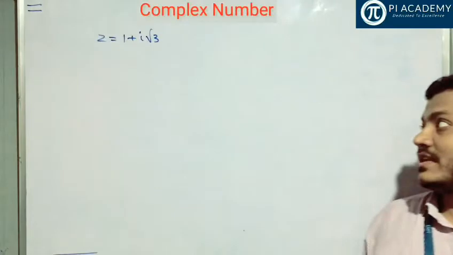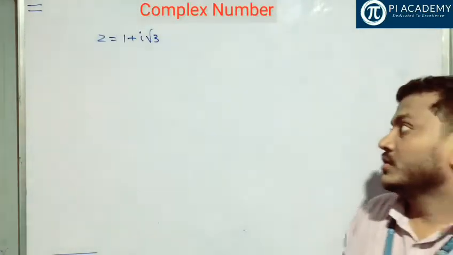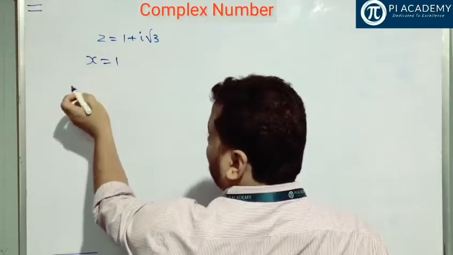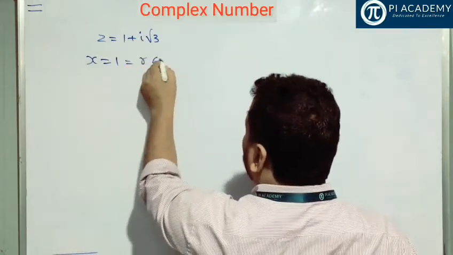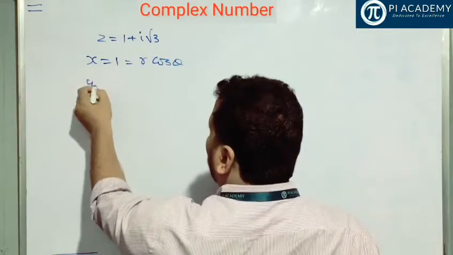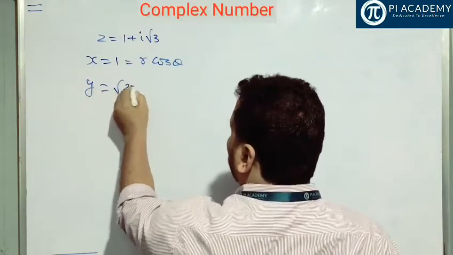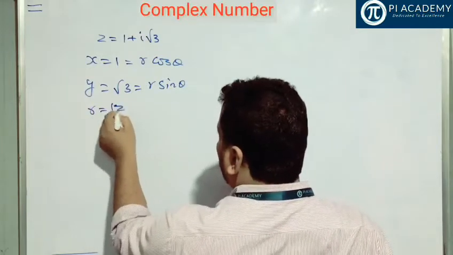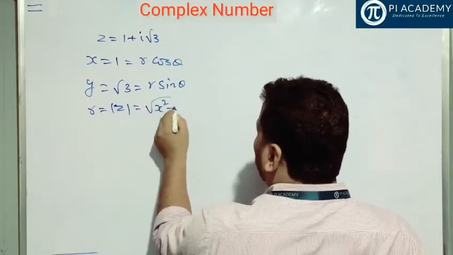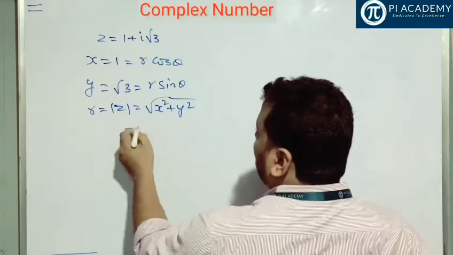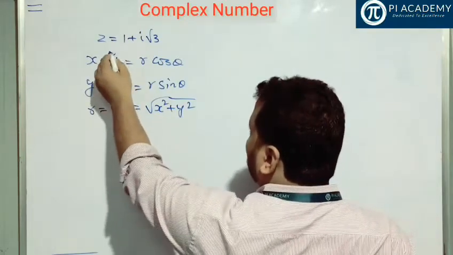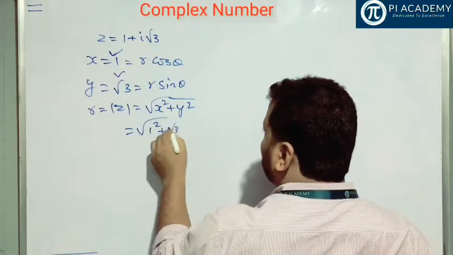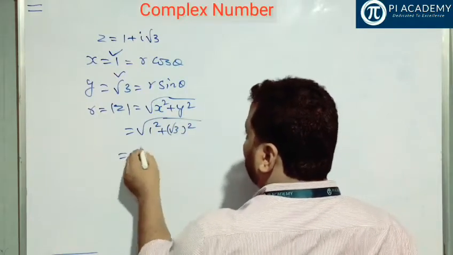So here I have taken one example, 1 plus i root 3. I'll start writing. This x is nothing but the real term, which is 1, and which has r cos theta, the previous formula only. Y is nothing but what? Root 3, which has r sin theta, right? R is nothing but your modulus of z, which is root under x square plus y square, right? So here x is 1, and y is root 3. So root under 1 square plus root 3 square is nothing but root under 4.